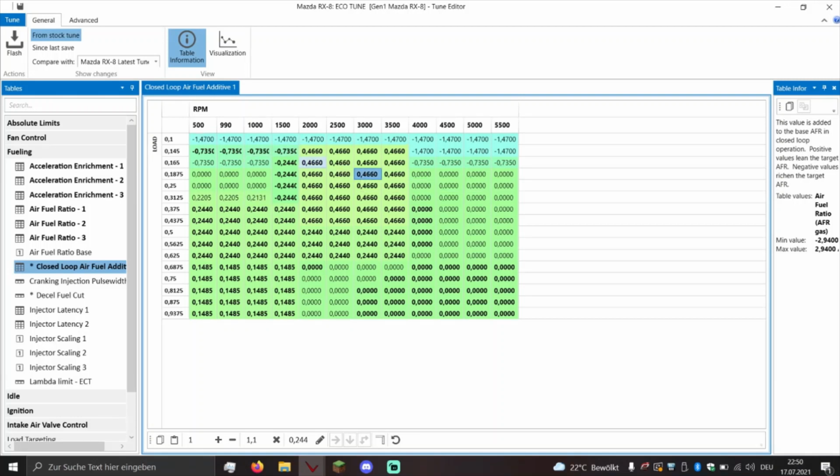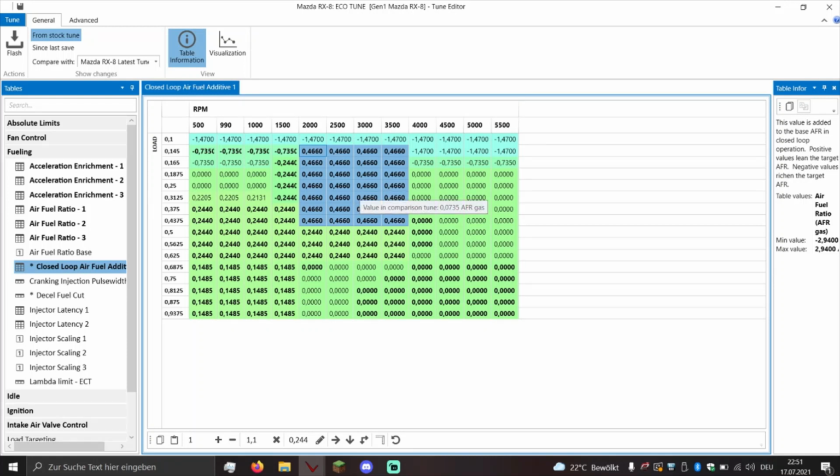What I did is I changed the cruising area from 2000 RPM to 3500 RPM to plus 0.466 air fuel additive, basically on top of the target air fuel ratio that is 14.7:1. So basically, if you always want 14.7:1 while in closed loop, you could just highlight the whole table and set every value to zero. It would always result in 14.7:1. Yeah. So basically, we just leaned out the cruising area even more than Mazda from the factory already did.